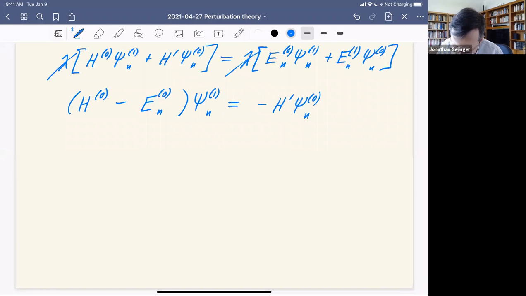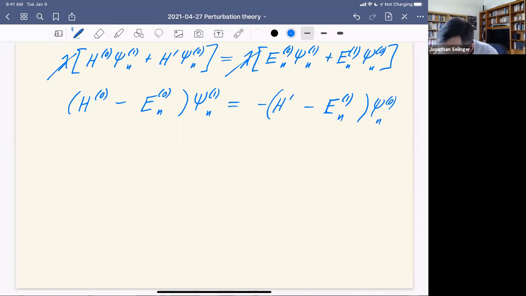Well, here, let me move that over. H prime acting on psi 0 n. And then there's this other term right here. So the E1n times psi 0 n. So minus E1n times psi 0 n.